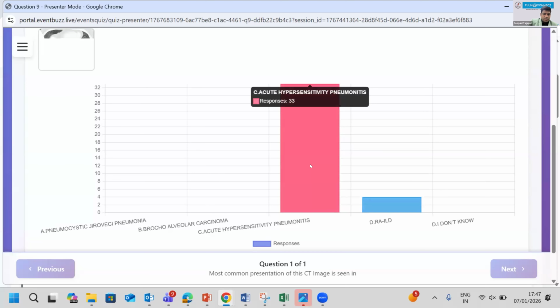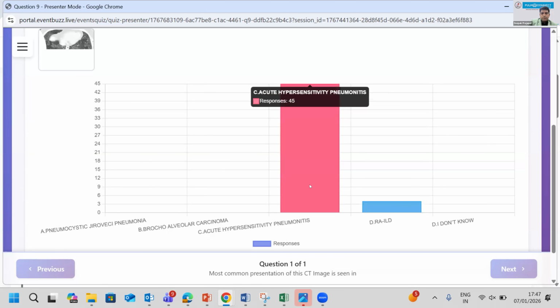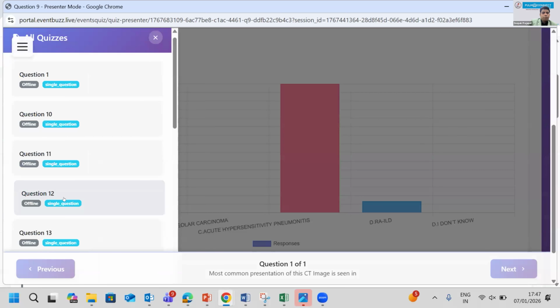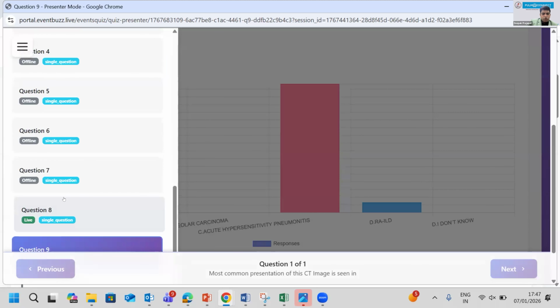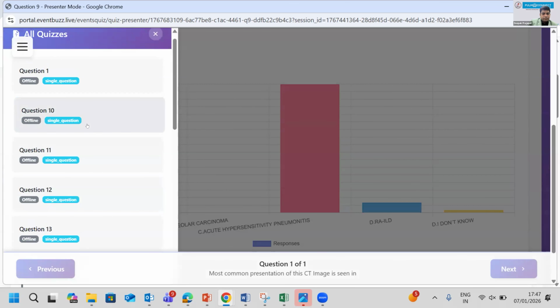Options are PJP pneumonia, bronchoalveolar carcinoma, acute hypersensitive pneumonitis, RAILD, or I don't know. The most common presentation. So again, very important to remember when most common is being used. Remember, these are all causes of that. So take home is that please remember that every sign has got a couple of causes. Remember them in your mind.